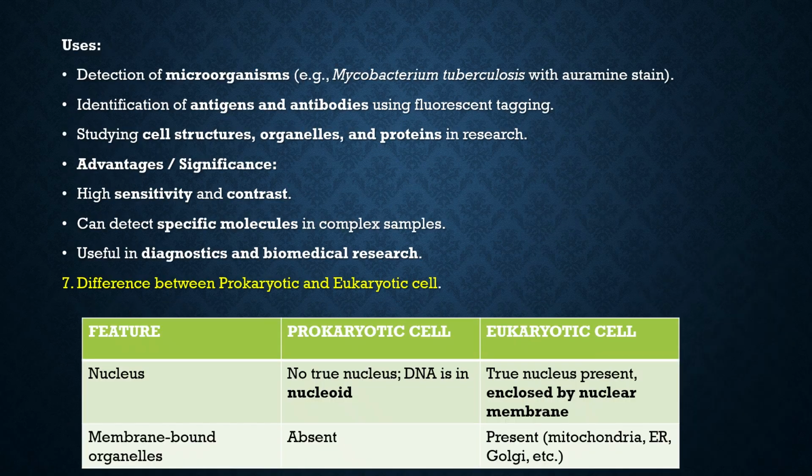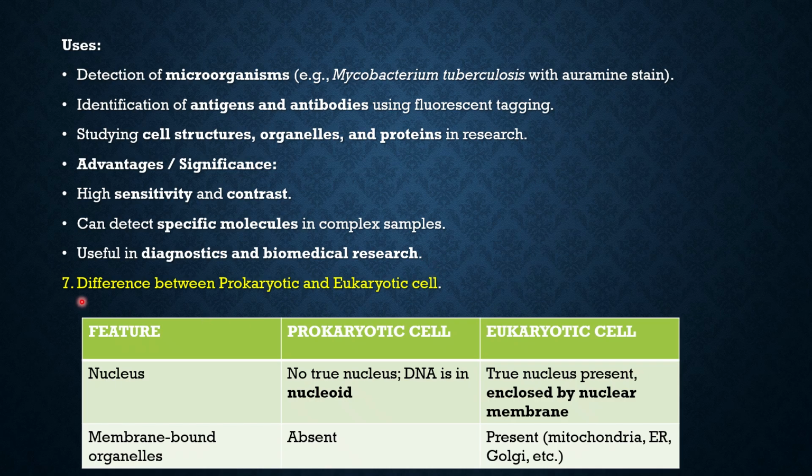Now the uses of fluorescent microscope: they are used in detection of microorganisms. They are used in identification of antigens and antibodies using fluorescent tagging. They are used in studying cell structures, organelles, and proteins in research. And the advantages or significance is high sensitivity and contrast, and it can detect specific molecules in complex samples, and it is useful in diagnostics and biomedical research.